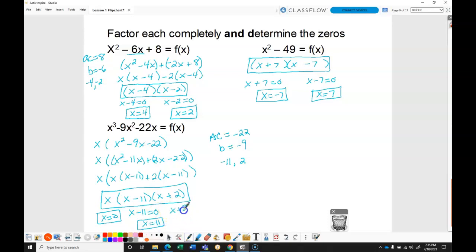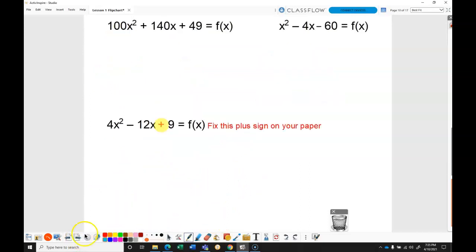And x plus 2 equals 0 gives me x equals negative 2. All right, so there's my zeros. My factored form and my zeros. Okay, let's look at the next slide.